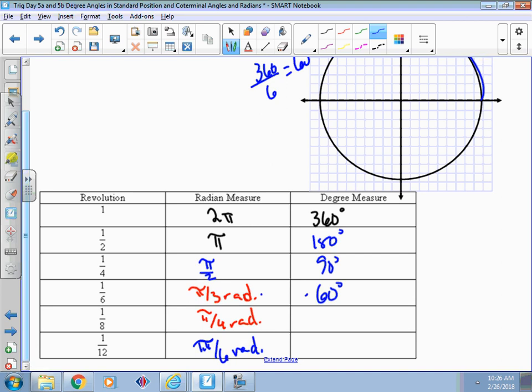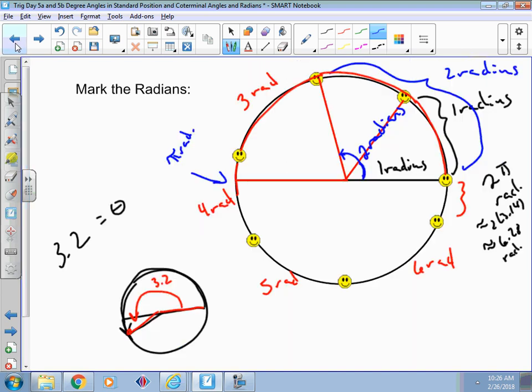Or if I'm going 1/6 of the circle, it takes a little bit more than 1 radian, right? Pi is like 3.14, and I'm dividing that by 3. That's a little bit more than 1 whole radian. So to get to 60 degrees, it's a little bit more than 1 whole radian. So 1 radian here has to be a little bit less than 60 degrees.